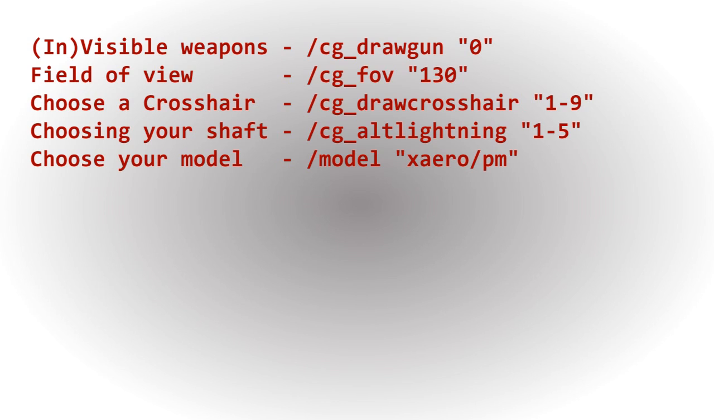cg_drawCrosshair. I think this is any value from 1 to 9. I think there's 9 different, actually, there might be 10. There's quite a lot of crosshairs. Just go through all of them, see what you like. You can also change the colours as well. If you want to change the colours, I can't remember the command, I've not got it written down here. It's in the config anyway, I think it's crosshair color or something.